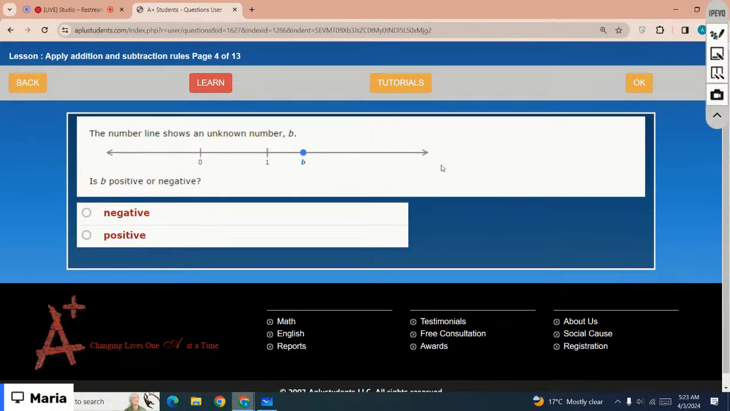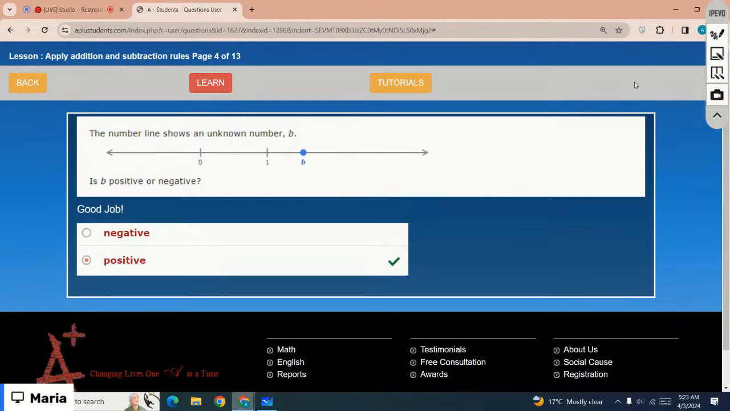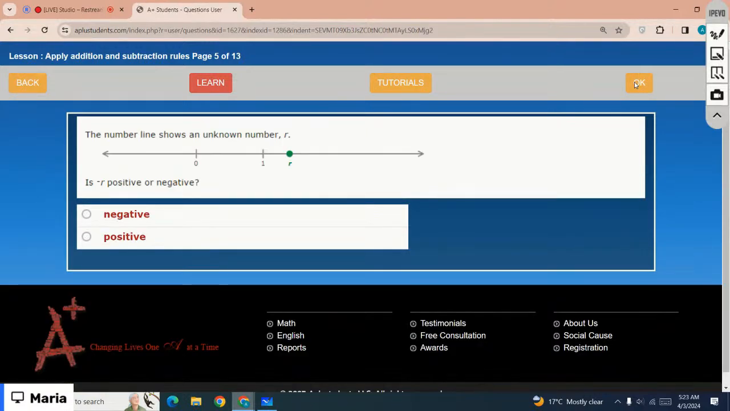B is positive. The correct option is positive. Yes, R is a positive number.